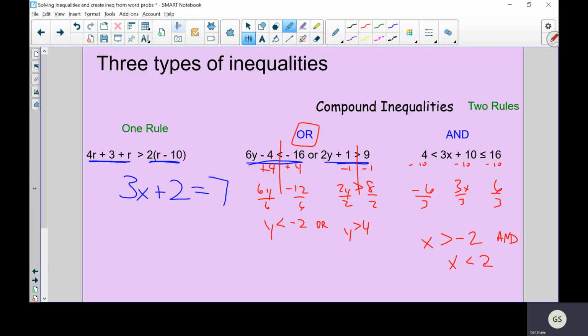In an AND statement, we have to follow both of those 2 rules in order for it to be a solution. You'll see, I think, when we do the graphing, what that looks like visually. I think that's the easiest way to see it.